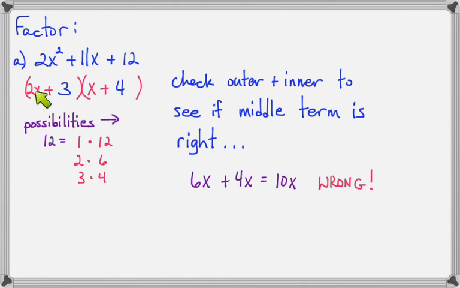This time, outer times outer is 8x. Inner times inner is 3x. And that adds up to 11x. So now my middle term is correct. And I already know first times first is 2x squared. And I already know last times last is 12. And now I know that the outer plus inner adds up to 11x. So this factoring is correct for this trinomial. And this is the strategy we have to go through every time.